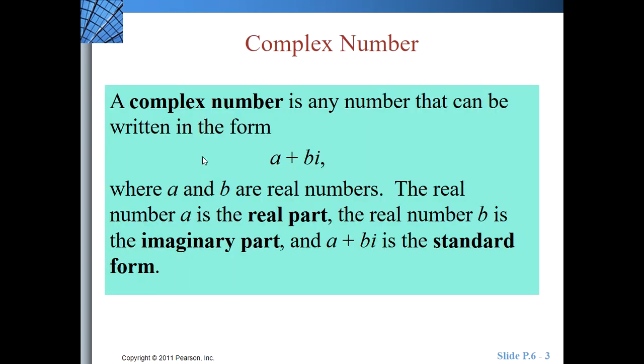So what is the term a complex number? A complex number is any number that can be written in the form that you see there, which is a plus b times i. So it's some number plus some number times i. So a and b are real numbers. The real number a is the real part. The real number b is the imaginary part because you see the i there.